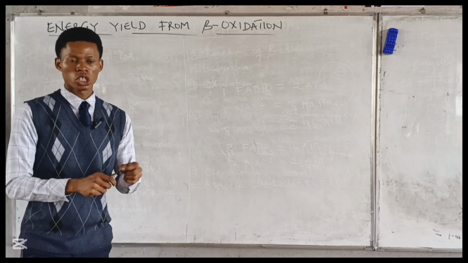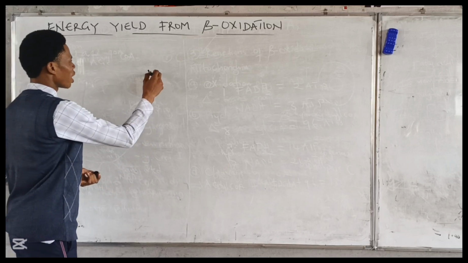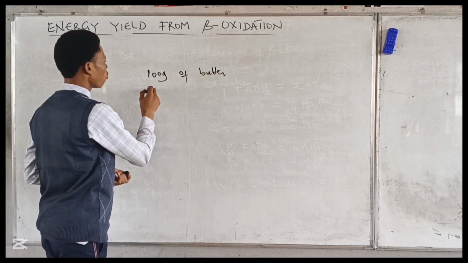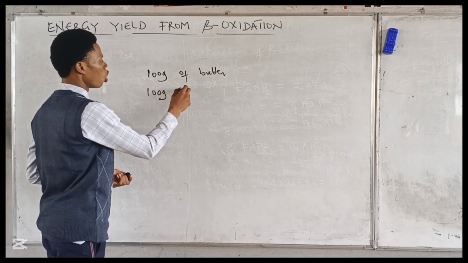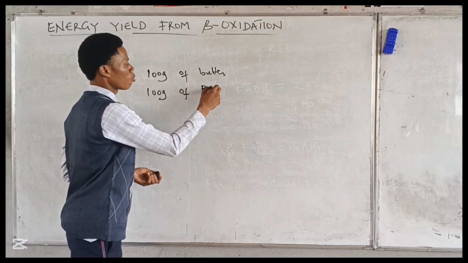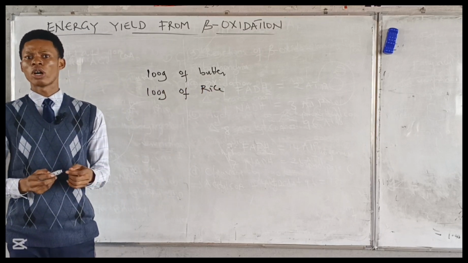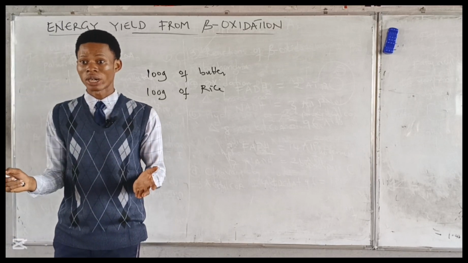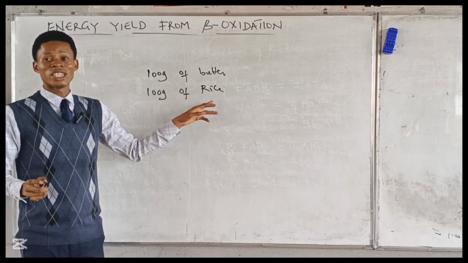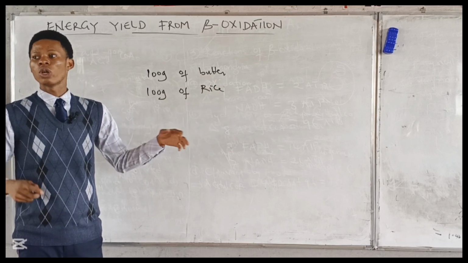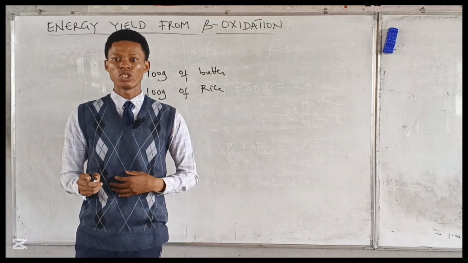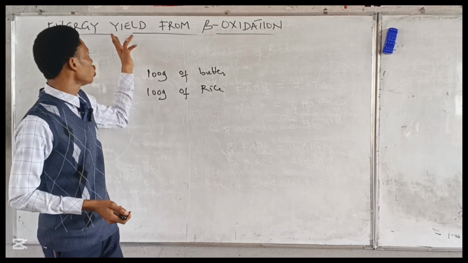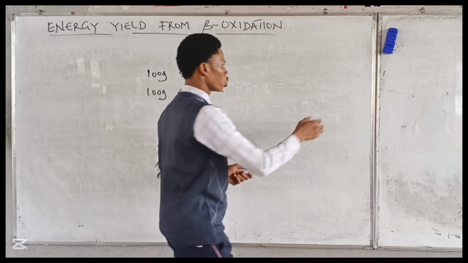Let me ask you a question. If you have 100 grams of butter and 100 grams of, let's say, rice, a carbohydrate-giving food, which one gives you more energy? You know that lipids give more energy than carbohydrates, right? So this one will give you more energy than carbohydrates. Let's see how the energy is given. So let's look at the energy yield from beta oxidation.